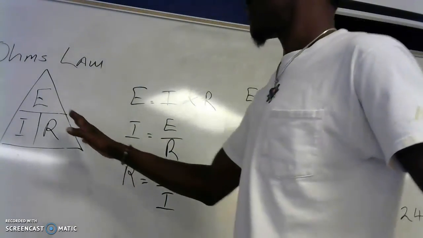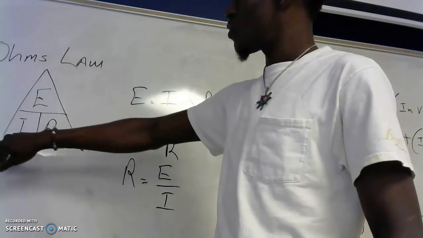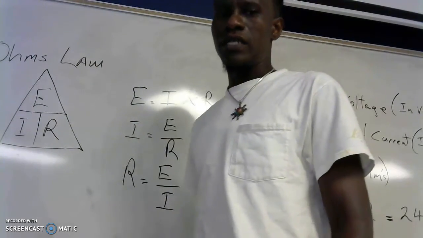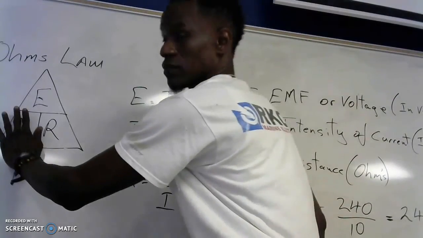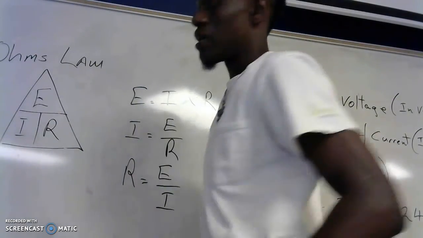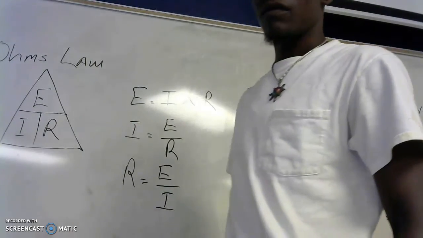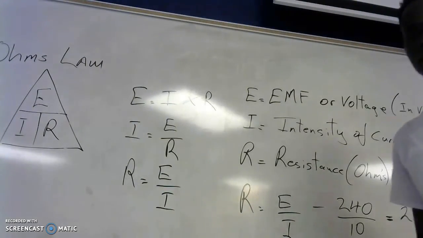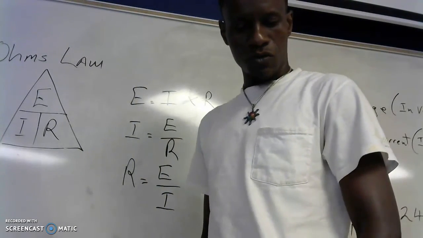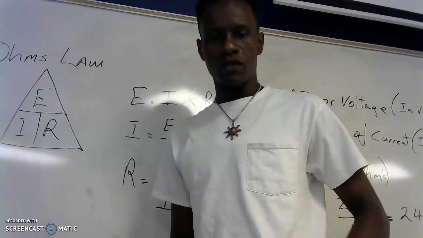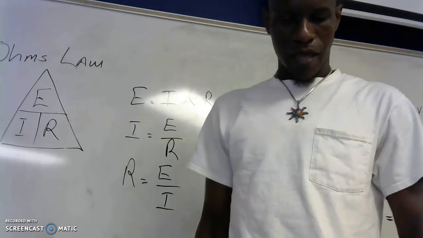The best way to do this, once you're looking for the E, is you just cover the E. So you know it's going to be I times R, intensity times resistance. If I'm looking for the resistance, I cover the R, and all I have is my E divided by I. If I'm looking for the current, I cover the I, and I have my E divided by R. I hope this exercise helped you guys, and I hope you can do a couple more practice problems on your own and get the hang of this.